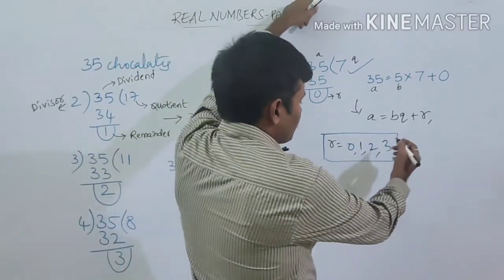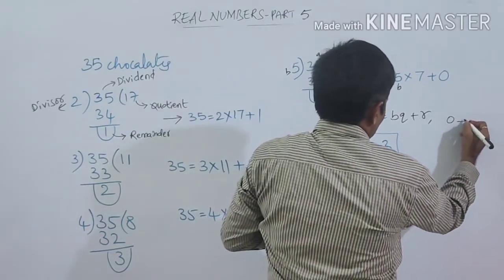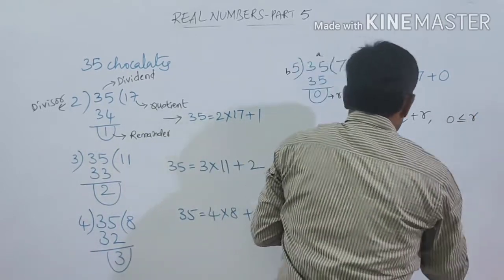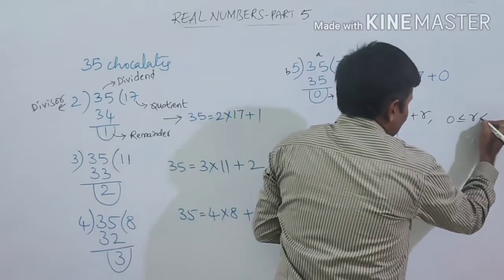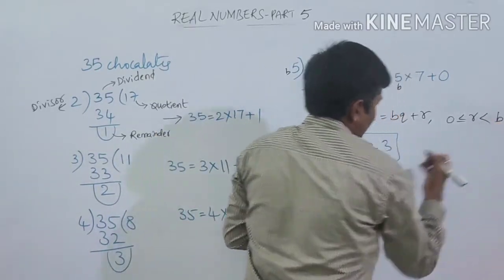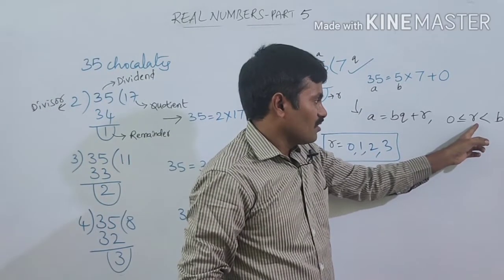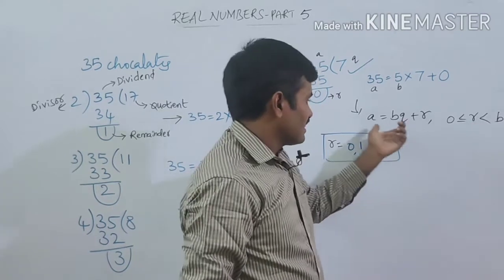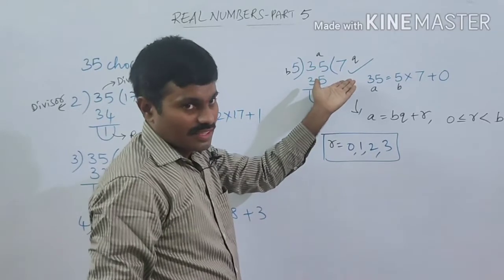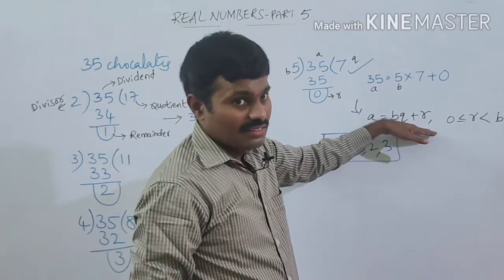So here the range of R, the R value, is equal to 0 as well as more than 0, and here less than the divisor. Yes or no? 0, 1, 2, 3 all are less than 5. So this is the condition on the values of R. So this relation is satisfying all these or not. Yes. What do you call this relation?